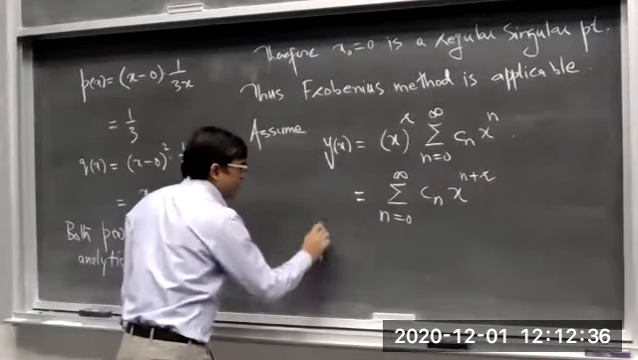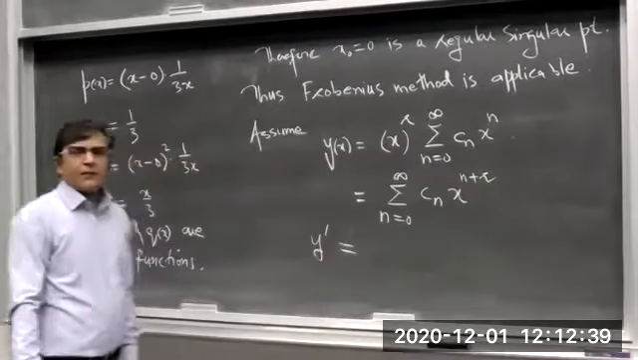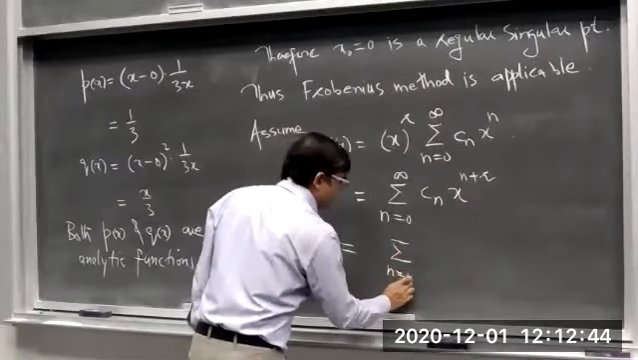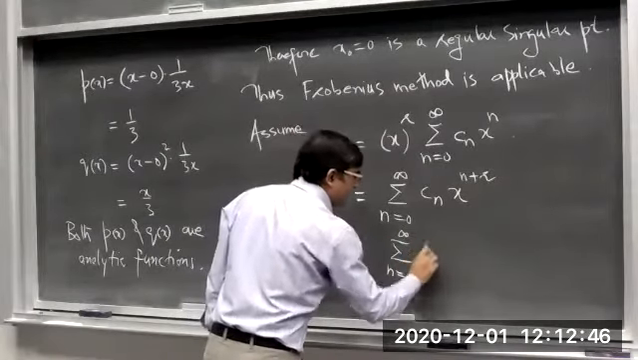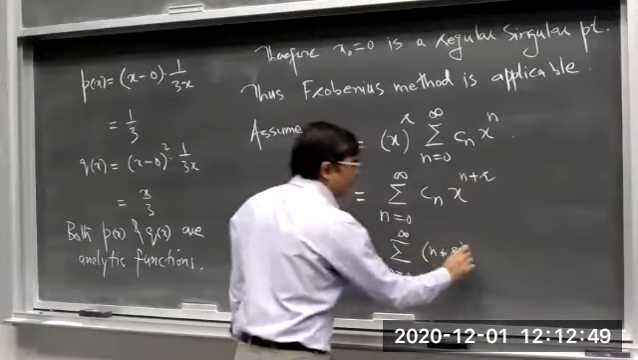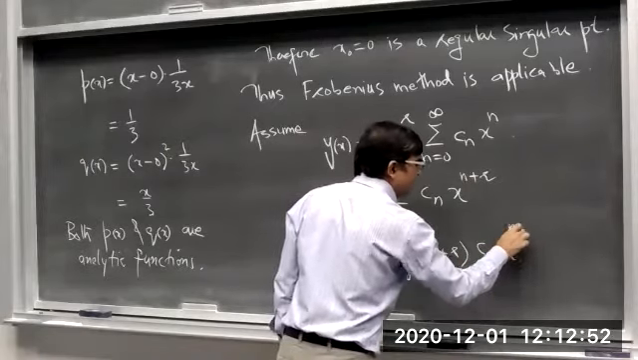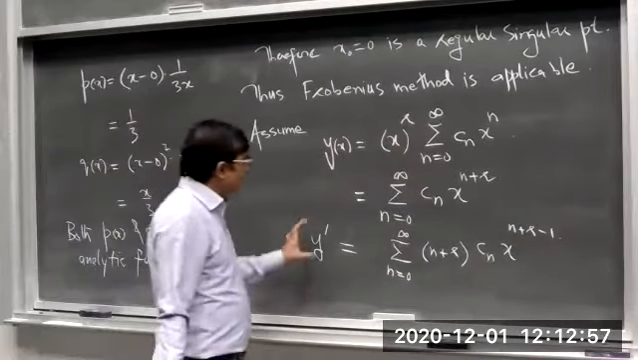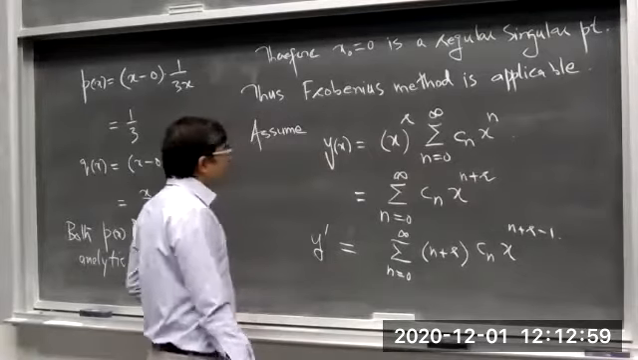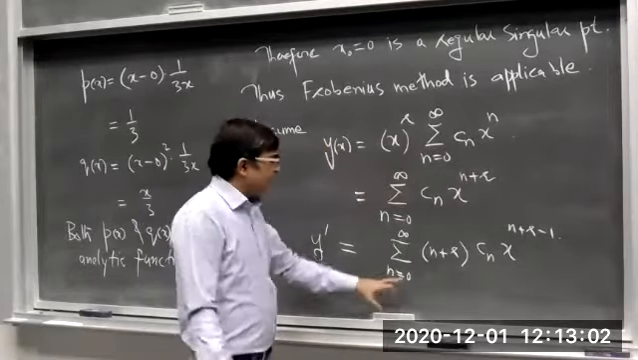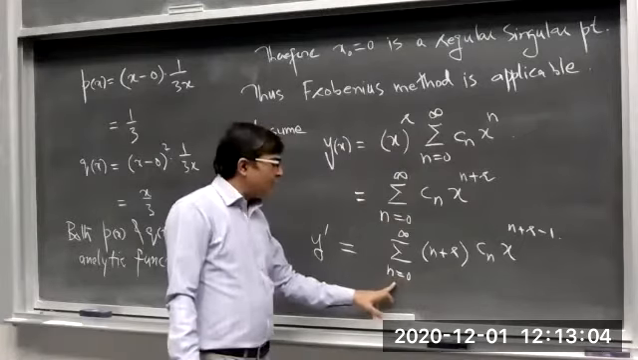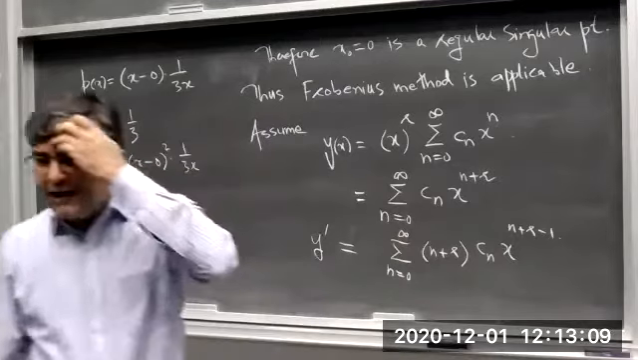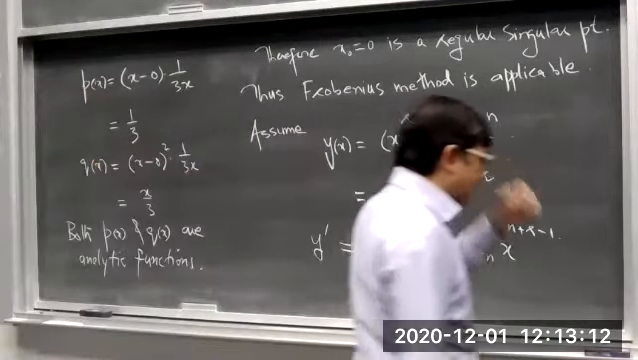Now we need to take its derivative, and its derivative becomes summation n from 0 to infinity, n plus r comes down here, cn x power n plus r minus 1. Previously, when we took the derivative of this simple series, the summation started from 1 to infinity. But here, it doesn't start from 1. Why? Can anybody tell me?